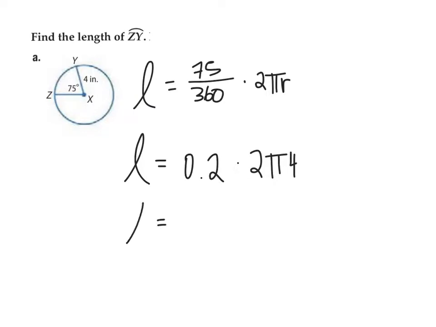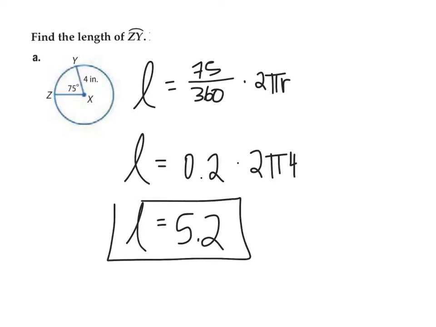So that's going to be about 5.2. I'll just round it to the nearest tenth. So the arc length here is going to be 5.2 inches. That is the length of arc ZY. If you were to take a string and measure it, it would be 5.2 inches long. That's actually the only problem we're going to do together. Now I have 3 for you guys to try on your own.